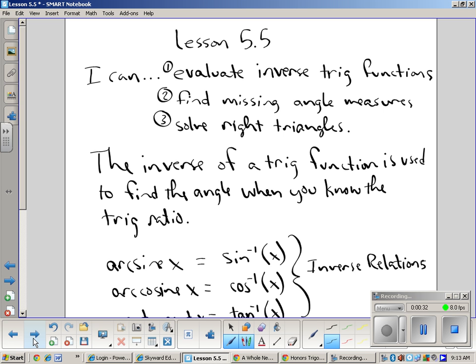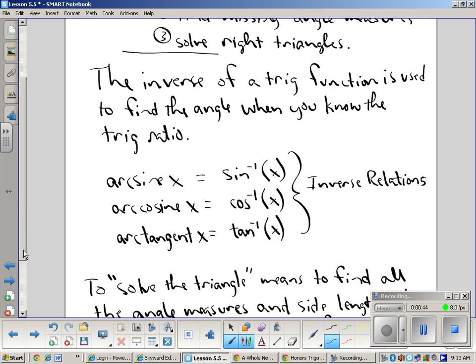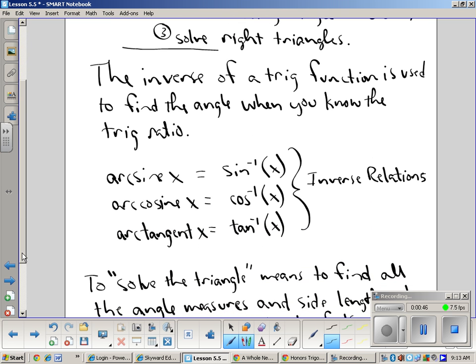I guess I didn't realize I had this written down here. That's the same thing, shortened version I already had you copy. The inverse of a trig function is used to find the angle when you know the trig ratio. The term that we're using that's different is arc sine, arc cosine, arc tangent. It means the inverse of the sine, the inverse of the cosine, the inverse of the tangent. Okay?